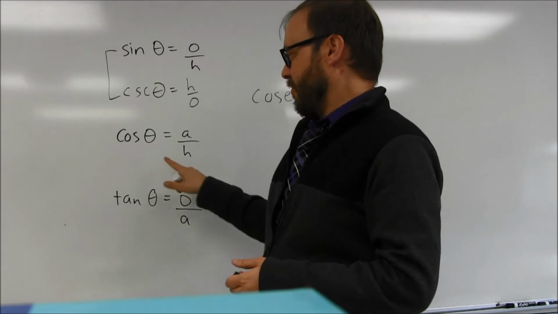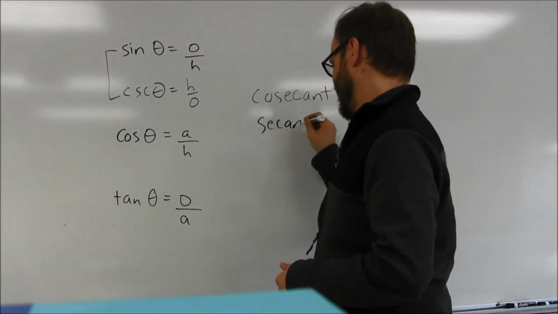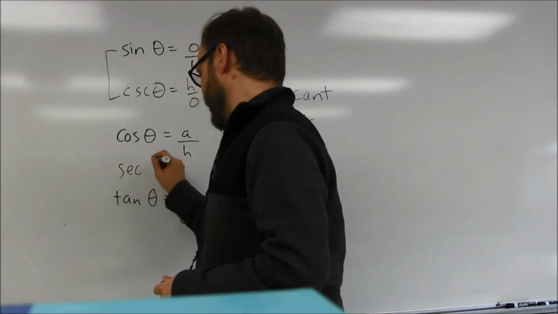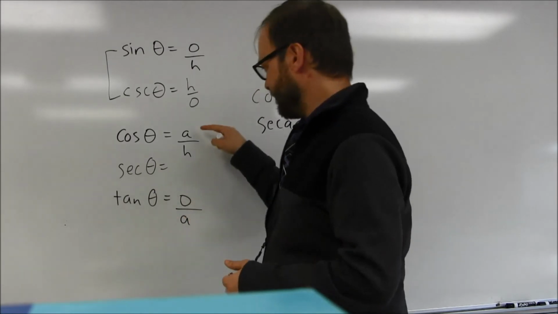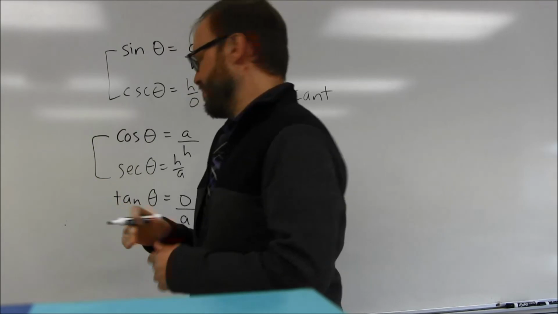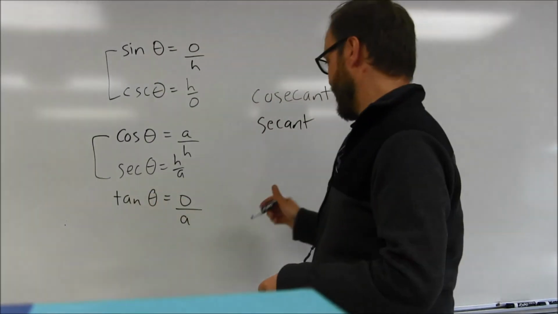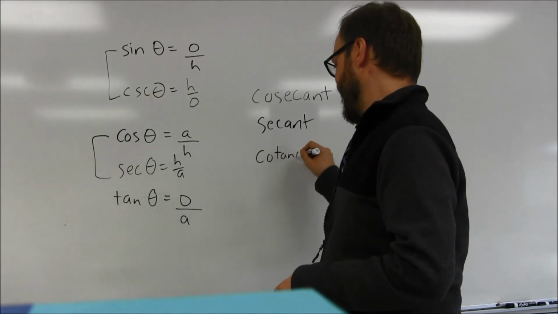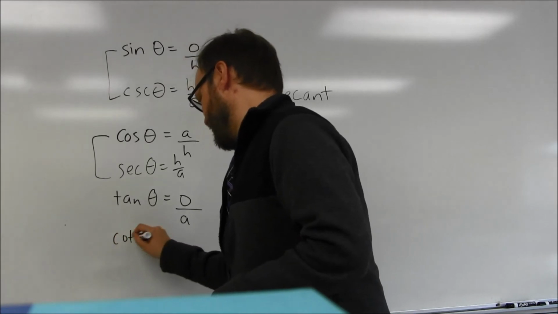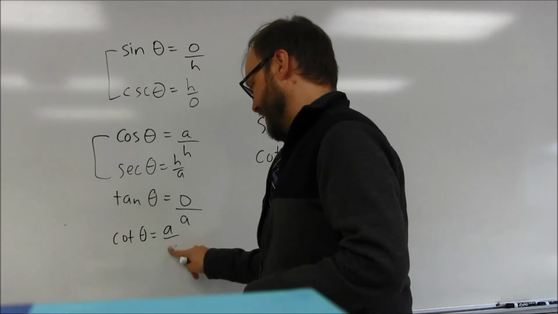Okay? The reciprocal of the cosine function is called the secant. The secant, of course, is going to be the reciprocal of cosine, which is just going to be hypotenuse over adjacent. These two things are also going to go together. And finally, the reciprocal of the tangent function is known as the cotangent. And the cotangent function, of course, is going to be equal to the adjacent side over the opposite side.